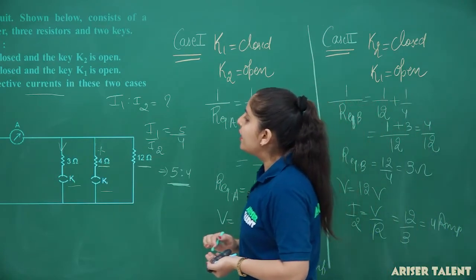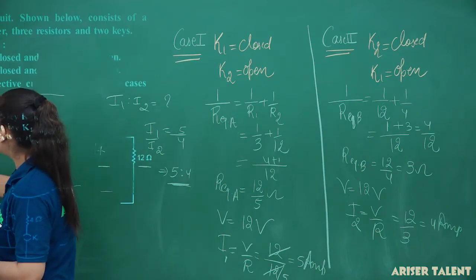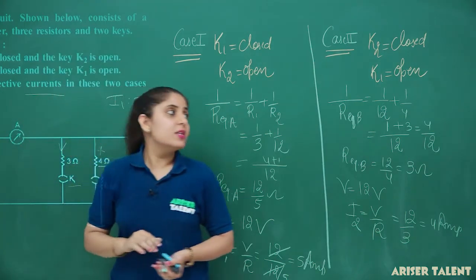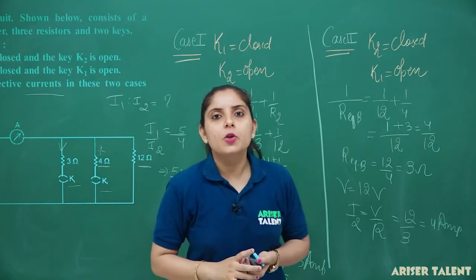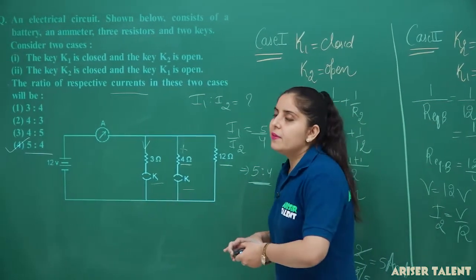So, which option is correct here? You can see that option number 4 will be the correct answer, that is 5 is to 4. So, this is again a very interesting question you are provided with, and this is your NTSC question that has been asked in your previous exam.